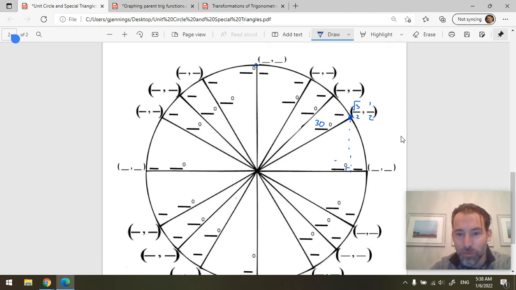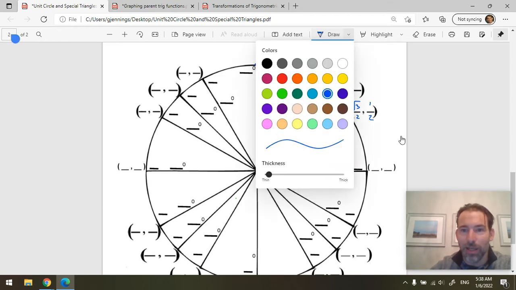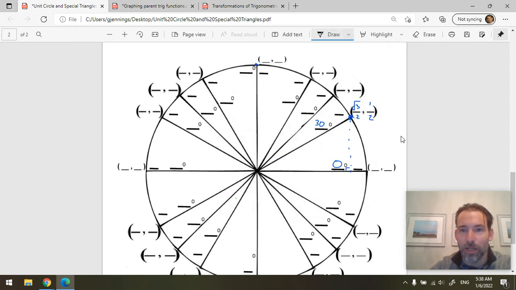Now, this is 0 degrees over here, and we'll do these in black, actually. We'll do all of our 90, 180 and whatnot in black. So this is 0 degrees. This is x is 1 and y is 0. This is the value of sine for 0 degrees. This is the value of cosine for 0 degrees. Here, 90 degrees. And this is 0, 1. So the value of cosine 90 is 0. The value of sine 90 is 1.